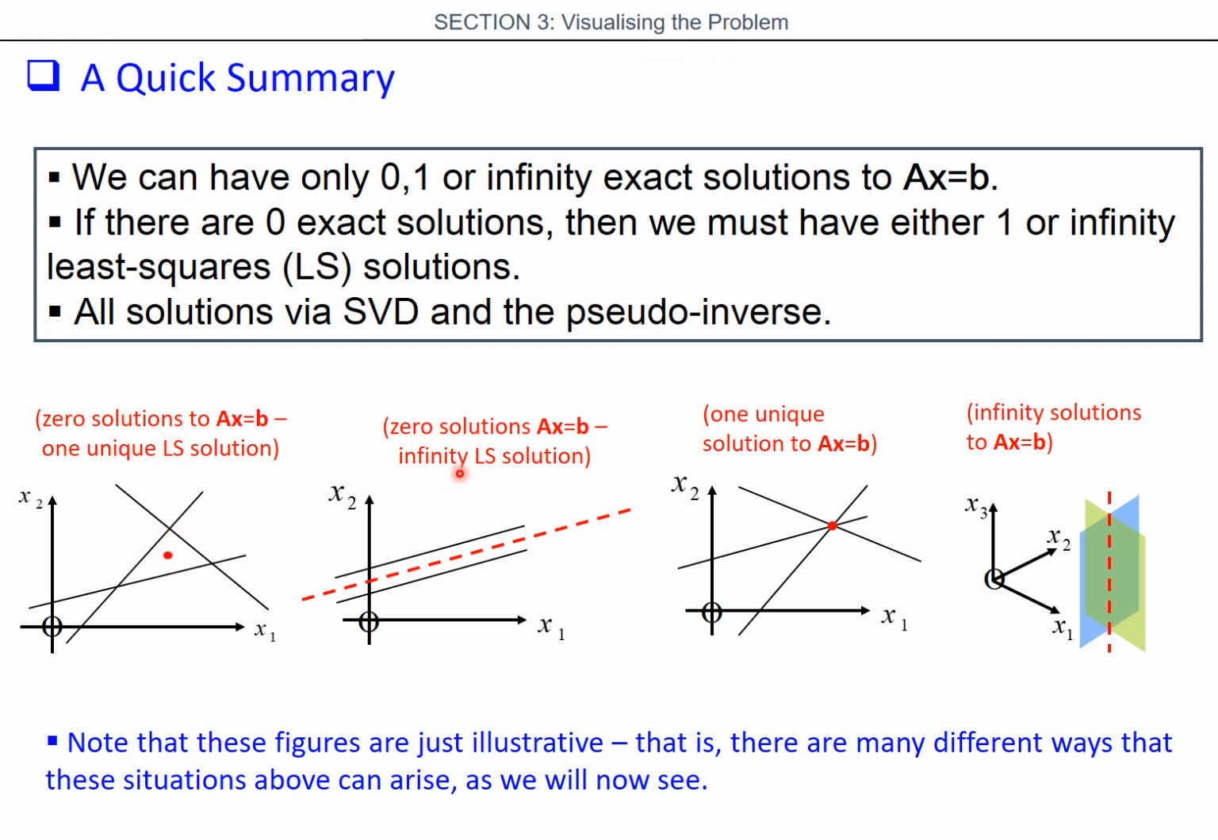Again, 0 solutions, but infinity of least square solutions. One unique solution to Ax equals b, an infinity of solutions to Ax equals b. By the way, as I say, these figures are just illustrative. That means there's many different ways in which these situations can arise, and we'll now look at those visually.